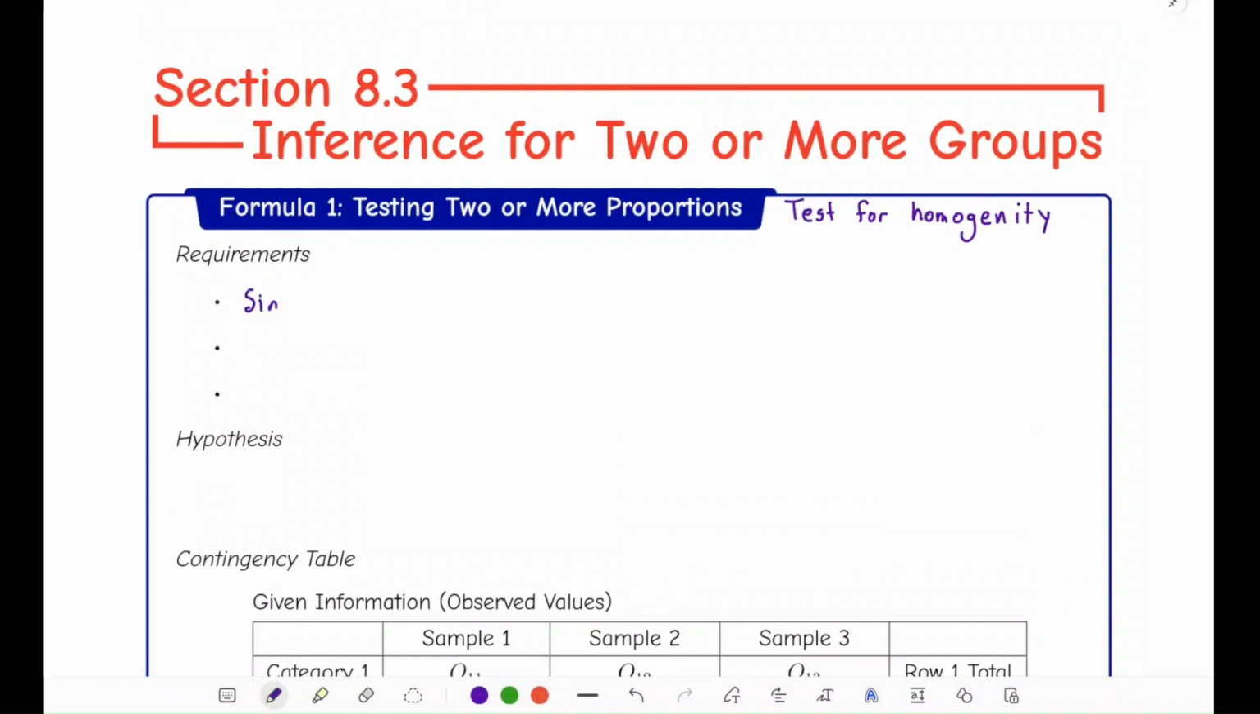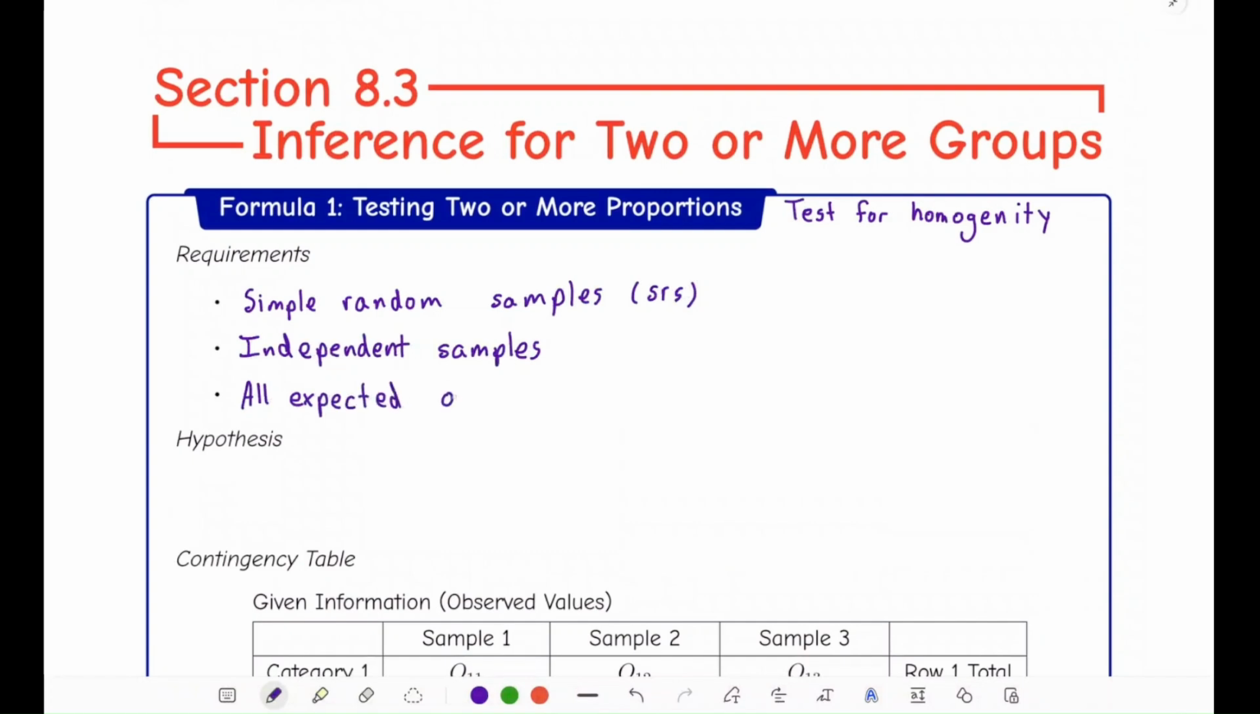So we still need simple random samples. Independent samples. And all expected outcomes must be at least 5. So greater than or equal to 5.